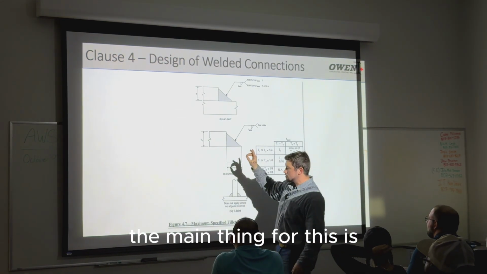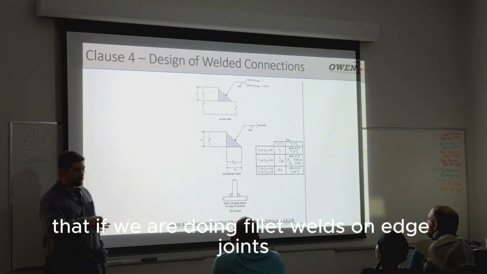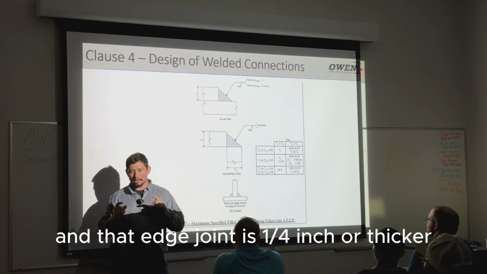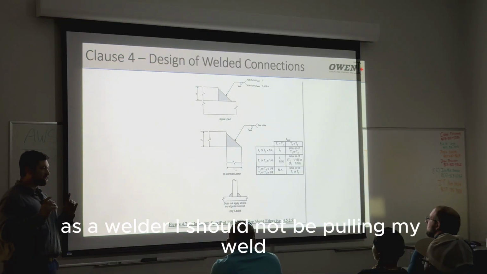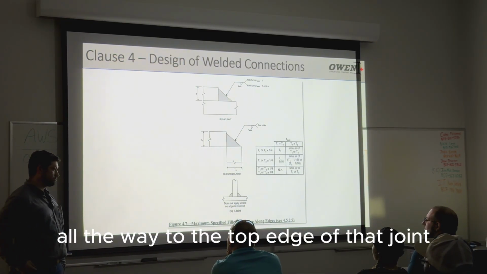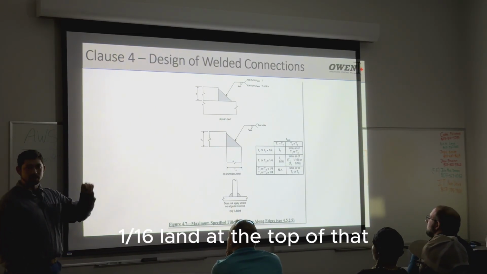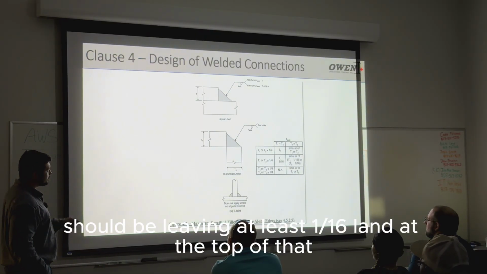The main thing for this is that if we are doing fillet welds on edge joints, and that edge joint is a 1/4 inch or thicker, as a welder, I should not be pulling my weld all the way to the top edge of that joint. I should be leaving at least a 16th land at the top of that.